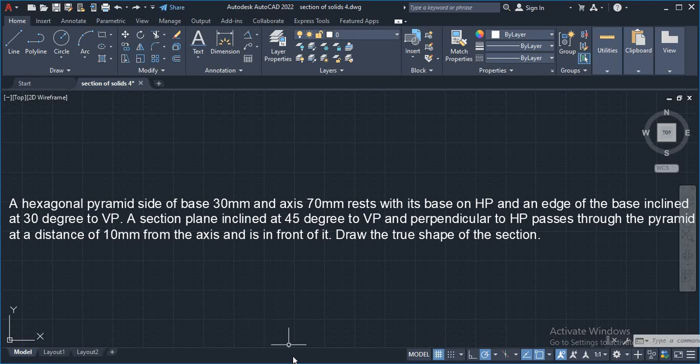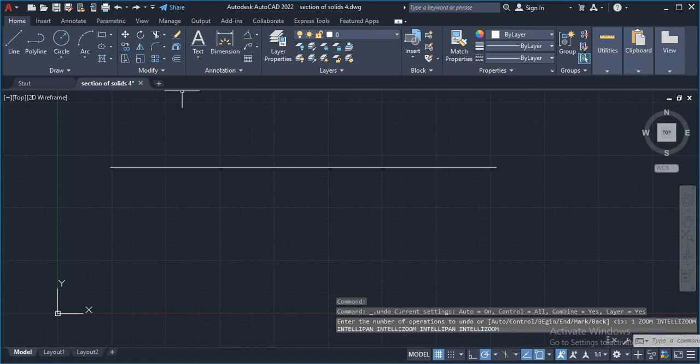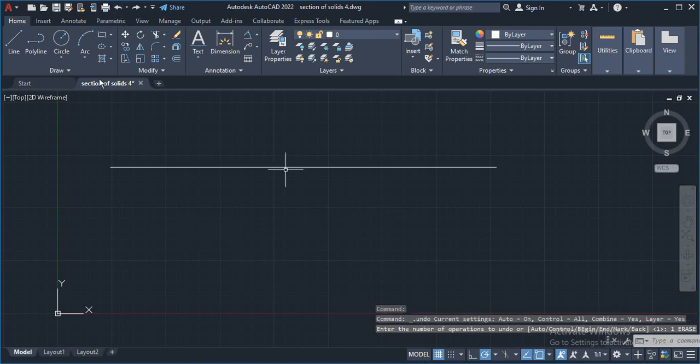So we have to construct the front view and top view of the hexagon and then draw the cutting plane. After that we draw the sectional front view, so that the sectional front view will be drawn as the true shape of the section in another position. So here we can start drawing the diagram. So this is a reference line, XY reference line.